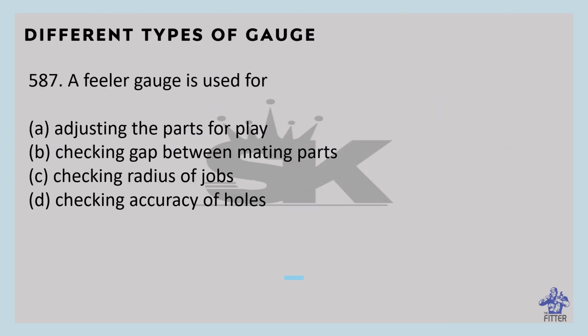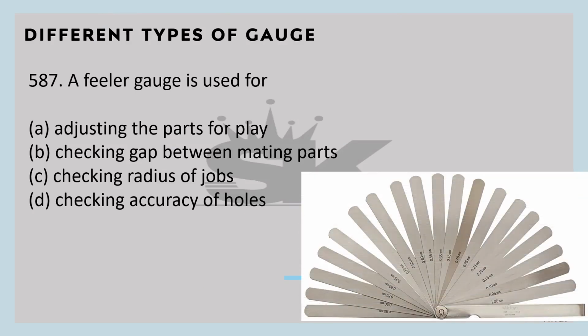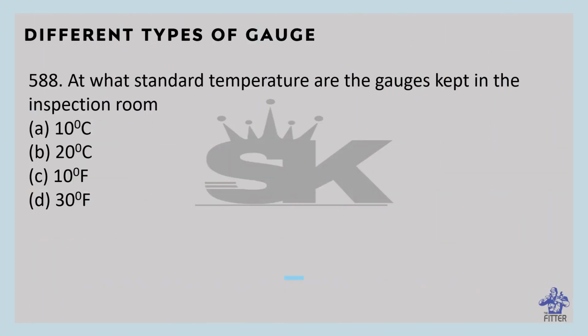A feeler gauge is used for checking gaps between mating parts. This is the feeler gauge. We have discussed that. At what standard temperature are the gauges kept in the inspection room? That is 20 degrees centigrade. Gauges are made of high carbon steel, chromium steel, vanadium steel, etc.